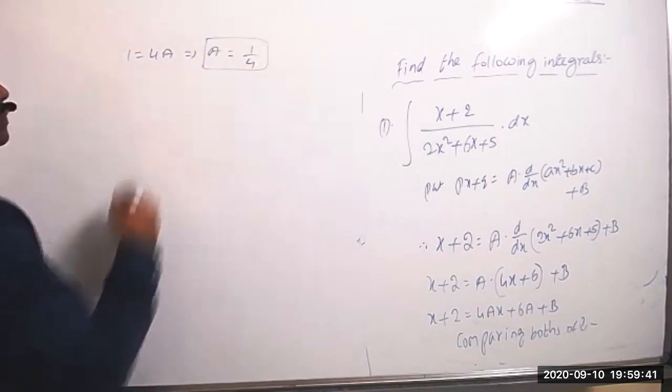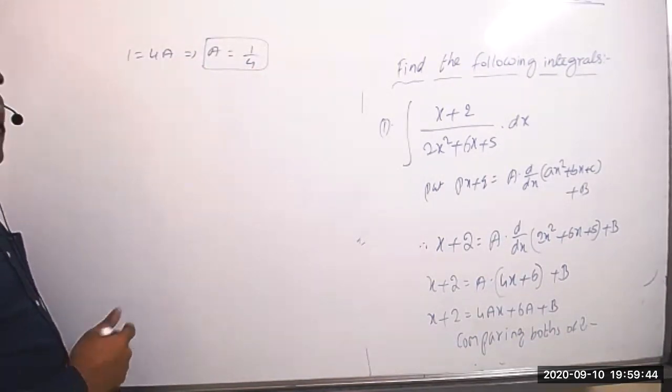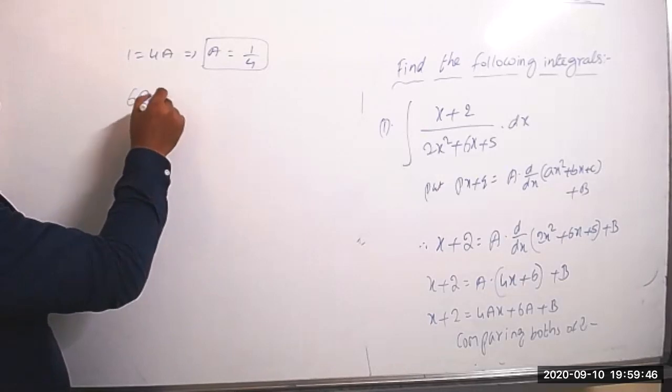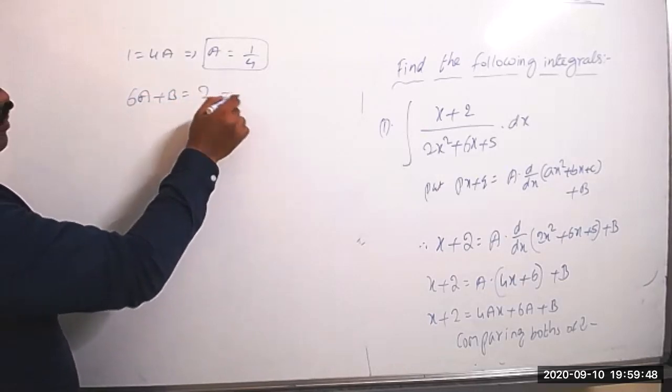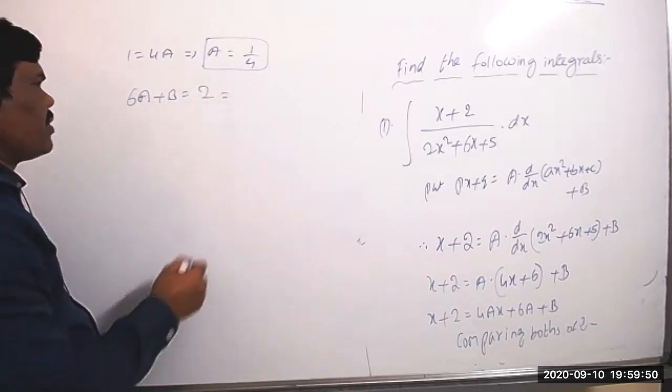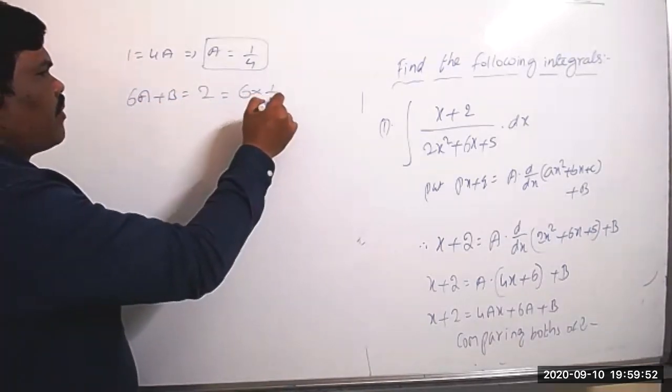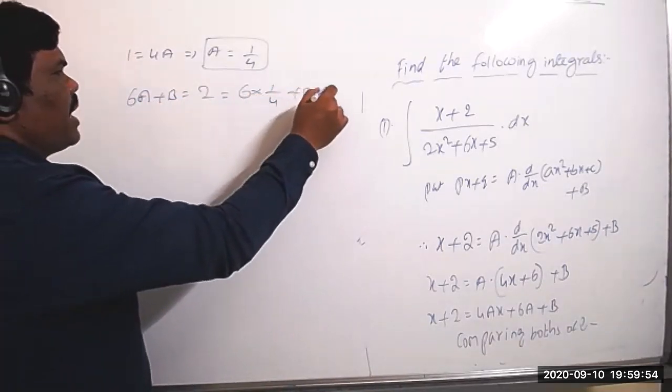One value we got. Next, compare the constant values: 6a plus b is equal to 2. We got the value of a, so 6 into 1 by 4 plus b equals 2.